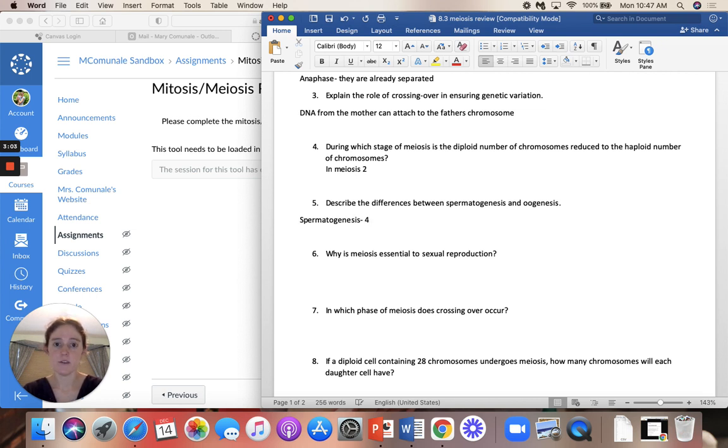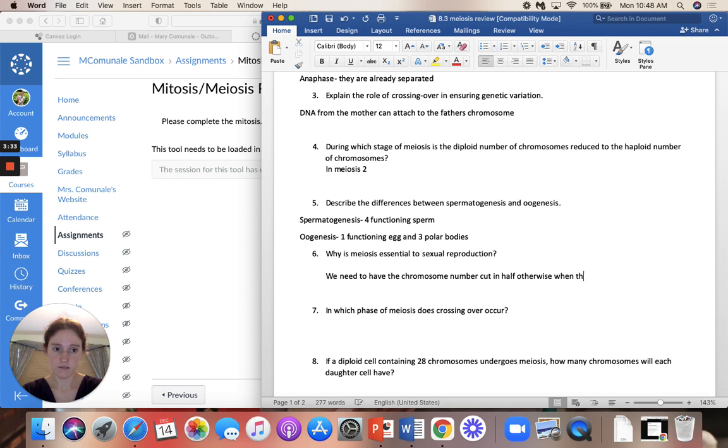Describe the difference between spermatogenesis and oogenesis. Spermatogenesis, you get 4 functioning sperm. Oogenesis, you get 1 functioning egg and 3 polar bodies, which will just dissolve. Why is meiosis essential to sexual reproduction? We need to have the chromosome number cut in half.